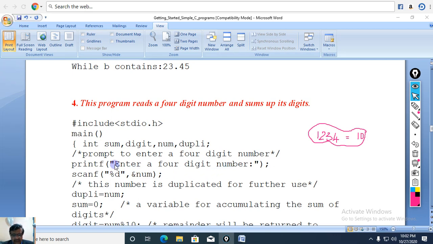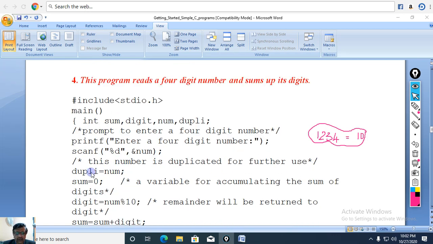Therefore user prompts are a must before any scanf statement. Scanf %d num, here 1 2 3 4 goes. Let us assume dupli equal to num. Dupli is an empty variable, and a copy of num is made into this empty variable. Dupli will also contain 1 2 3 4 now.